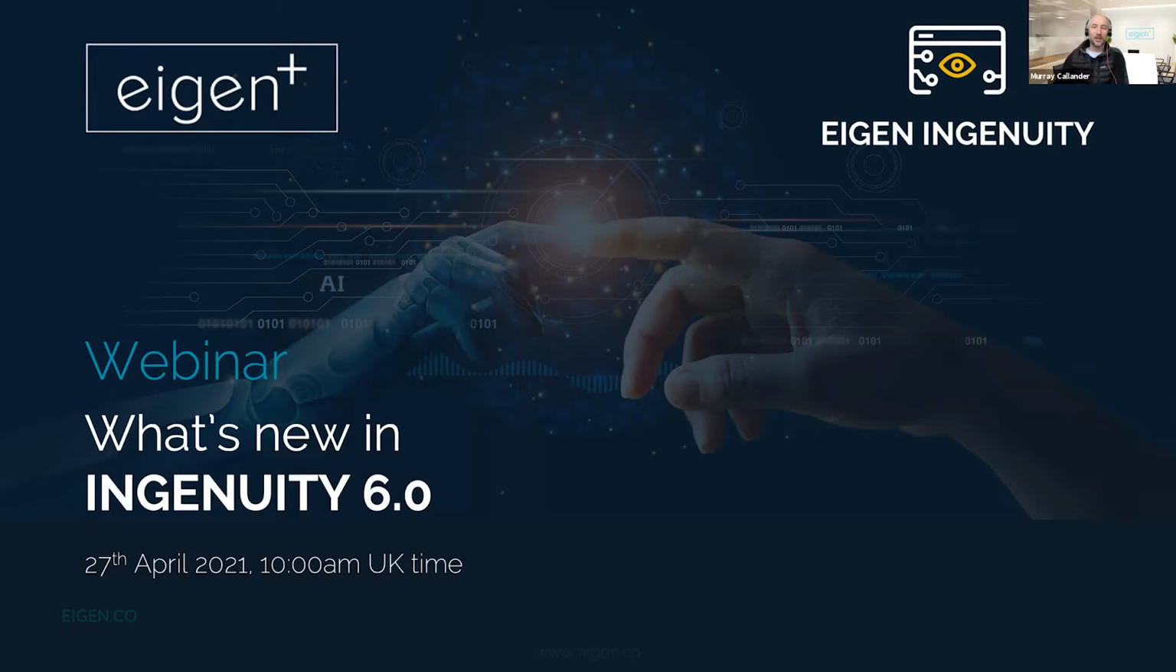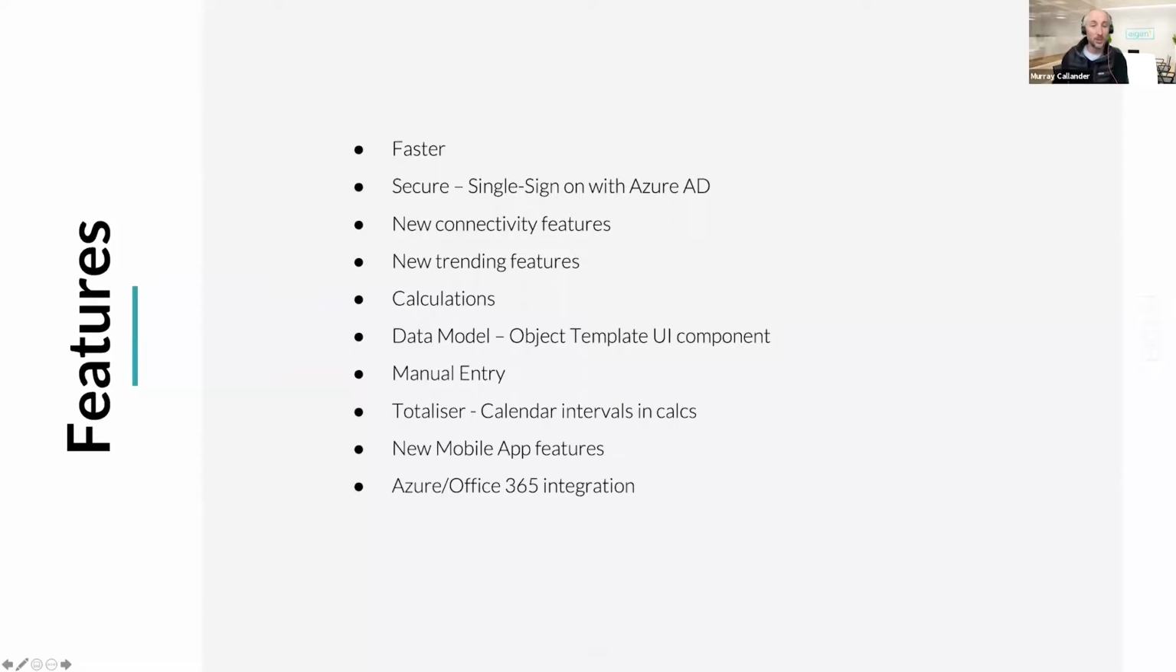So what I'd like to talk about today, I'll take you through some of the main features in Ingenuity. We'll be talking about how it's quicker, how we've got new security, new connectivity features, some new trending features, updates to the calculations, some new UI components, and also some new features on the mobile app and integrations with Azure's Office 365 integration and Power Apps.